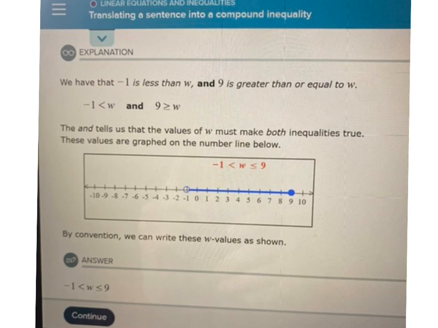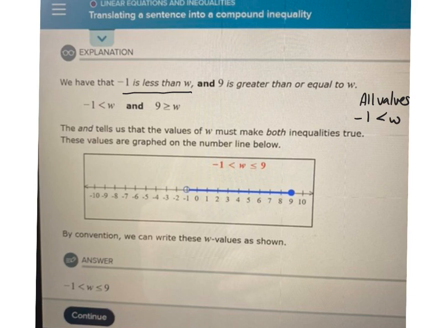Okay, for this problem, what we're trying to do is find a range that holds both of these things. So we're really just trying to find W's. W's are just some different numbers. So we're trying to find some W's where -1 is less than all those W's. So if you think about it, all the values where -1 is less than W.